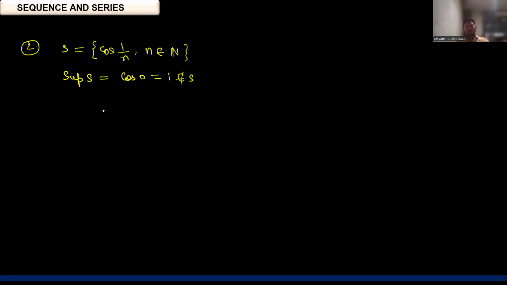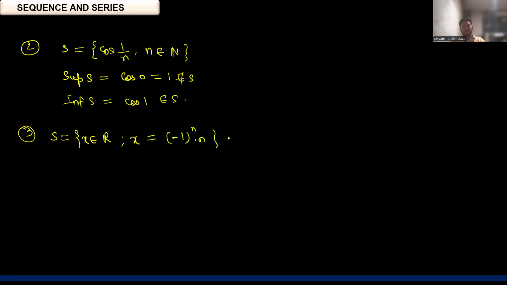Now the second thing: one more example, S is equal to cos 1 by n, where n belongs to natural numbers. So the supremum of S, which is equal to cos 0, which is equal to 1, does not belong to S. The infimum of S is equal to cos 1, which belongs to S. And point number 3: S is equal to x belongs to R such that x equals minus 1 to the power n times n, which gives minus 1, 2, minus 3, 4, and so on. Here n belongs to natural numbers.